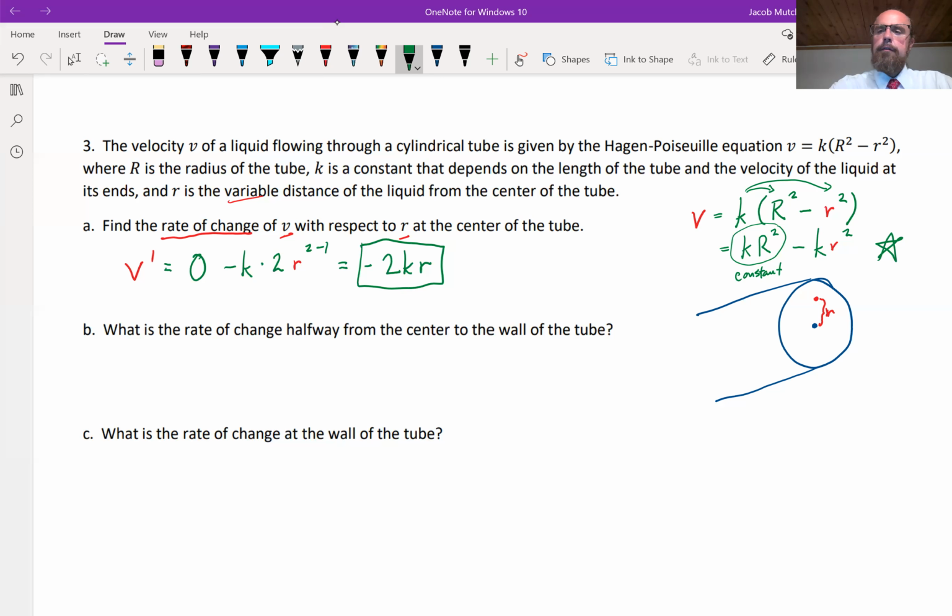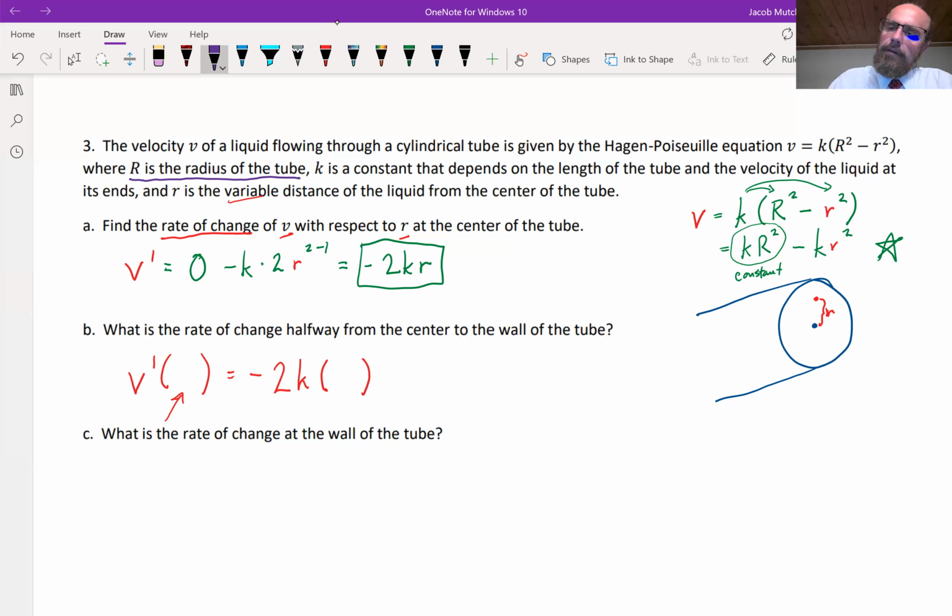So we just need to think for a moment how I could represent that within my derivative function here. So I want to substitute something in. So it's going to be a substitution of a value here. And I'm going to pick up this derivative we just wrote, so negative 2k. But I'm not going to write small r because I want to plug something in there that would represent half the distance from the center to the wall of the tube. So we just need to go back to the original equation. We were told that big R is the radius of the tube.